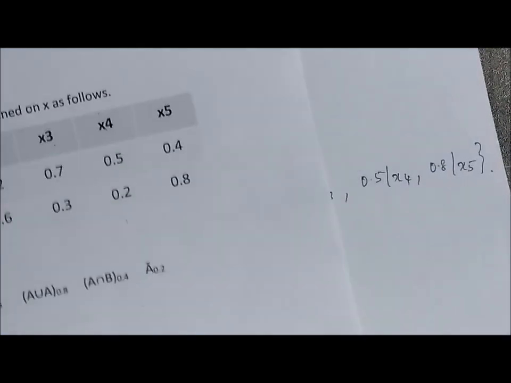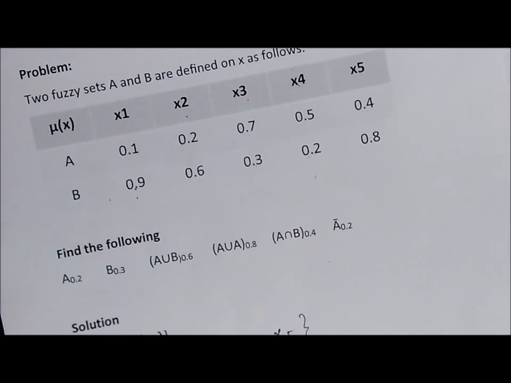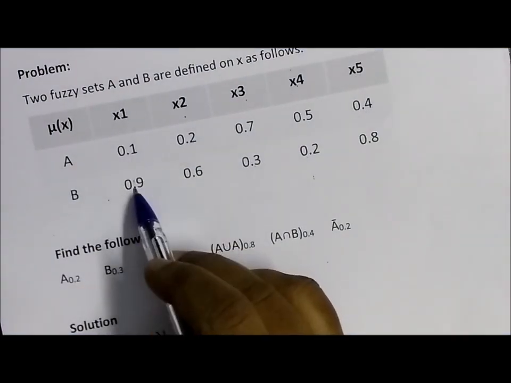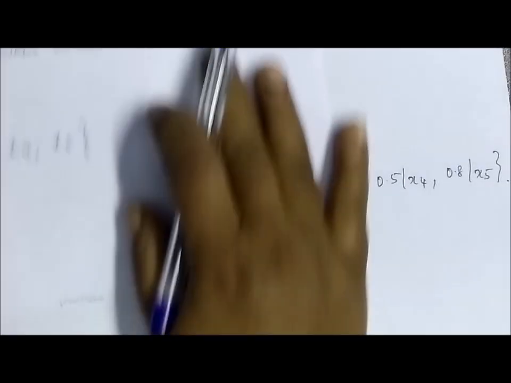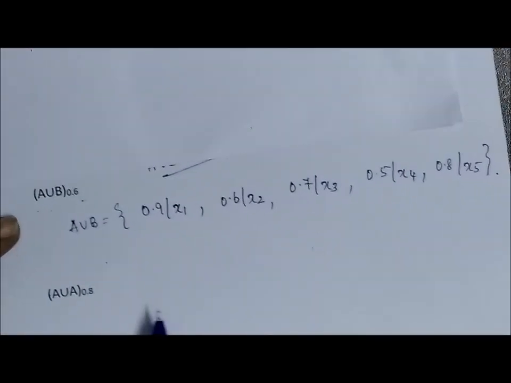Okay, so we have got the values here. See here, the maximum values are 0.9, 0.6, 0.7, 0.5 and 0.8. So that's what we have written here.